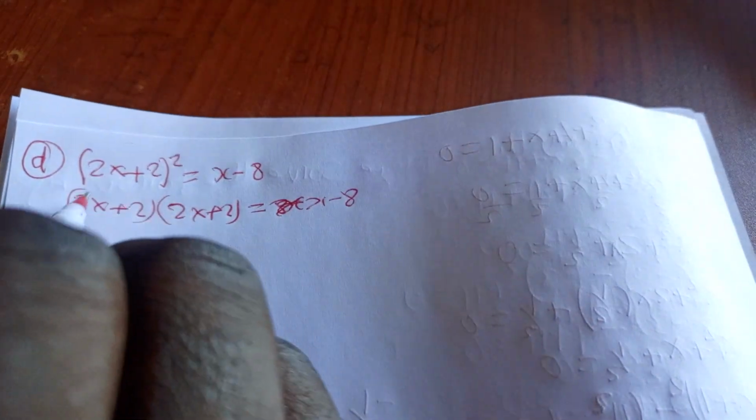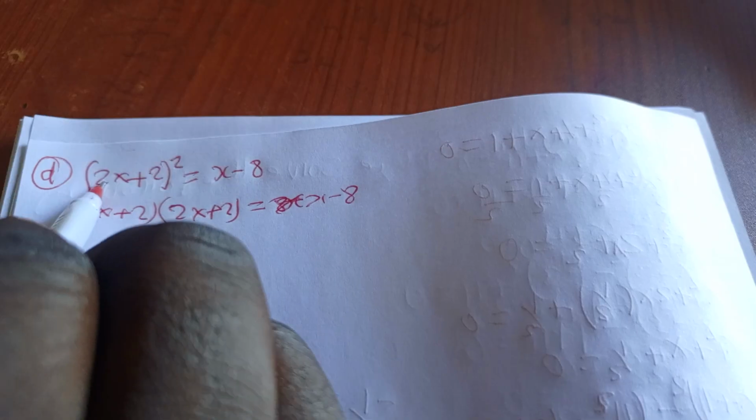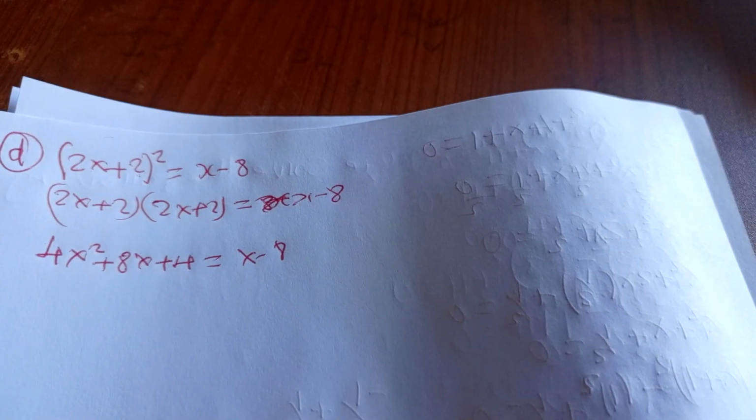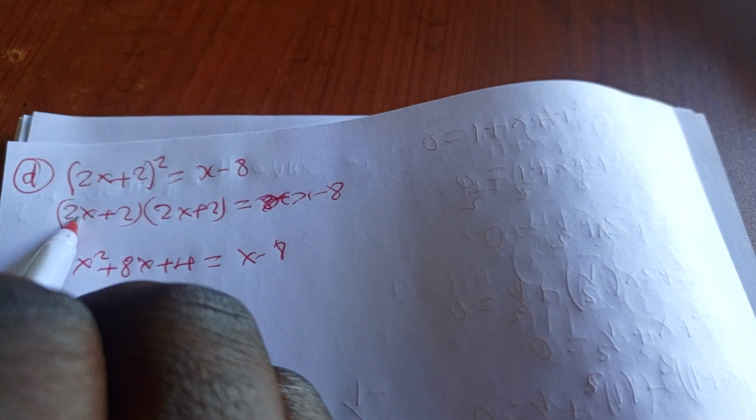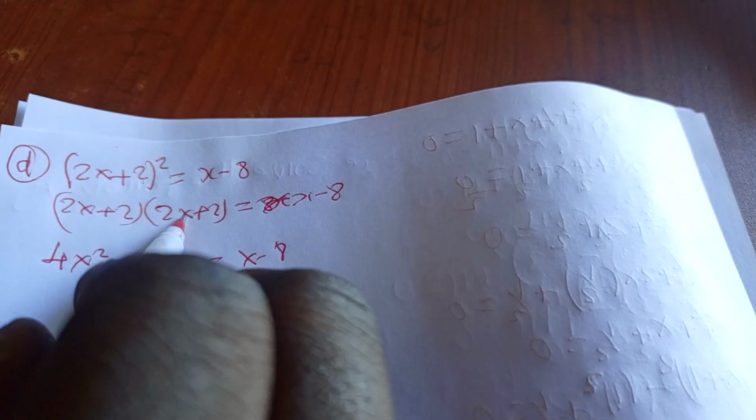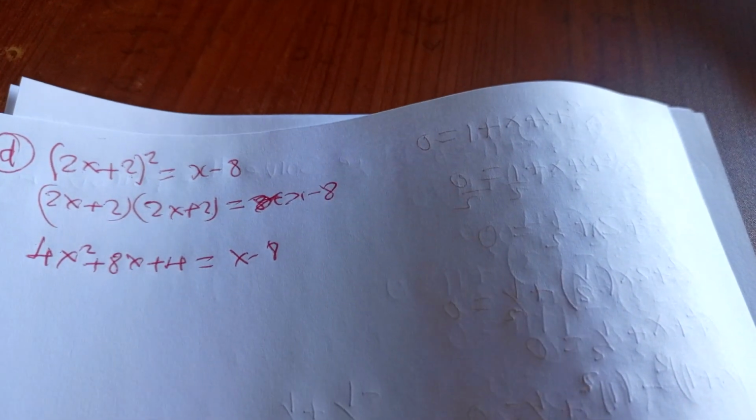So you just say 2x times 2x, which is 4x squared, then 2x times 2, which is 4x, then times 2, because I'm multiplying two numbers, so multiply by 2, which is 8x. Then 2 times 2 again, which is plus 4, equal to x minus 8, like this. If one can proceed, you say this times this, this times this, again this times this, and then you add the like terms.